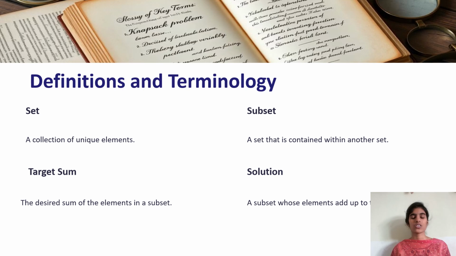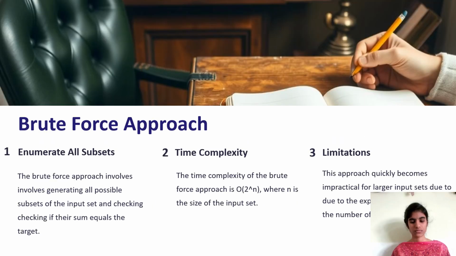Definitions and terminology in the sum of subsets problem. Set: a collection of unique elements is known as a set. Subset: a set that is contained within another set is known as a subset. Already we all know that, but just remembering those. Target sum: the desired sum of the elements in a subset. And solution set: the subset whose elements add up to the target sum is known as the solution set. These are the main terminologies used in the sum of subsets problem.